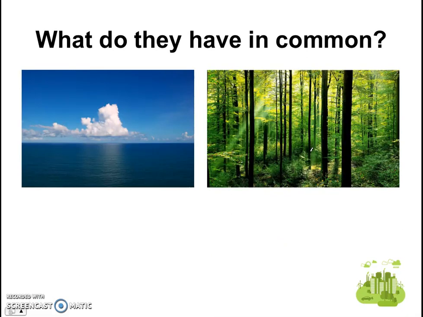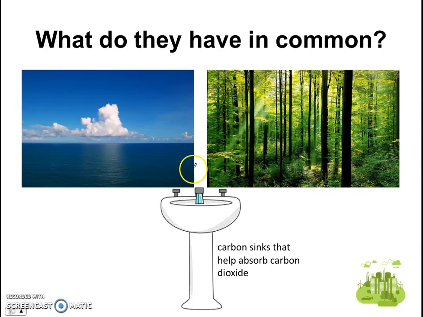Alright, so we're done with the carbon cycle, and at this point, I want you to take a look at these two pictures. One is an ocean, and the other one is a forest. So what do you think they have in common? Well, the answer is they are both carbon sinks. No, not the sort of sink that you see in your toilet.